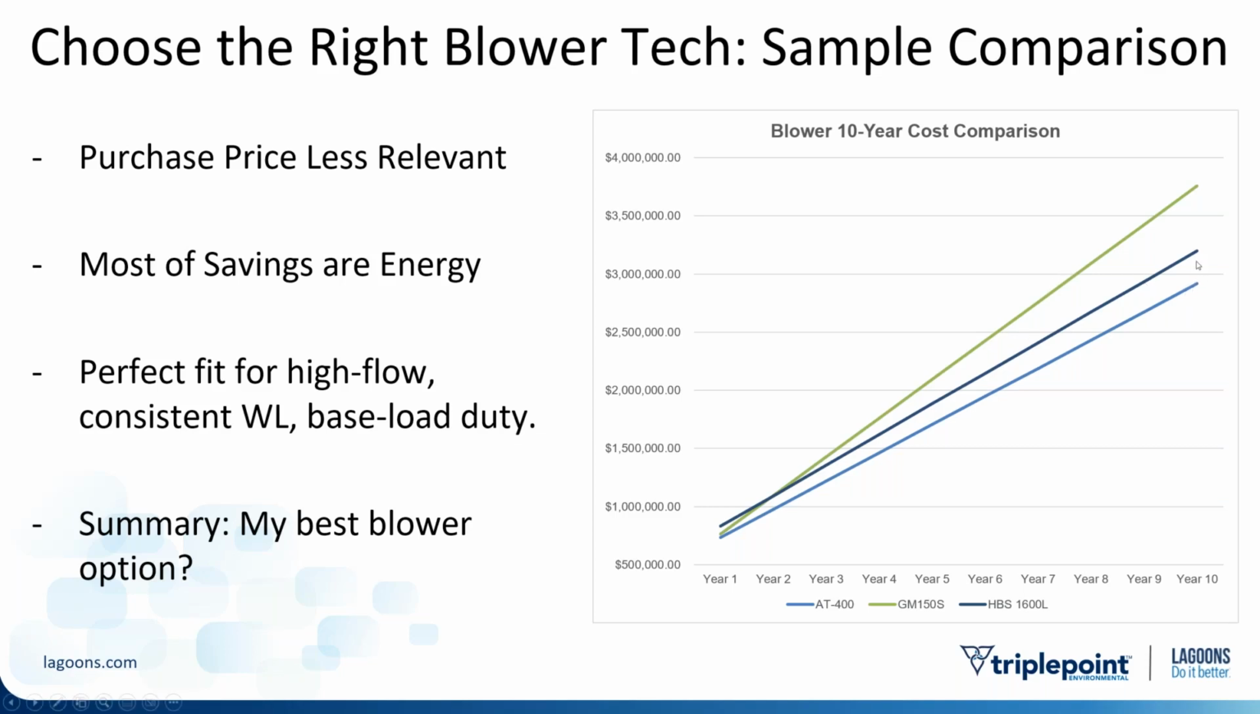But the difference is drastic. If we were to choose the PDs, for example, there is a $700,000 delta over 10 years, so $1.4 million over 20 years, just on the technology that we chose. And for a difference of what, 30, 40 grand on day 1, very important to understand what is the cost, what is the efficiency of that blower, and what is the impact on the overall cost to run your plant long term.